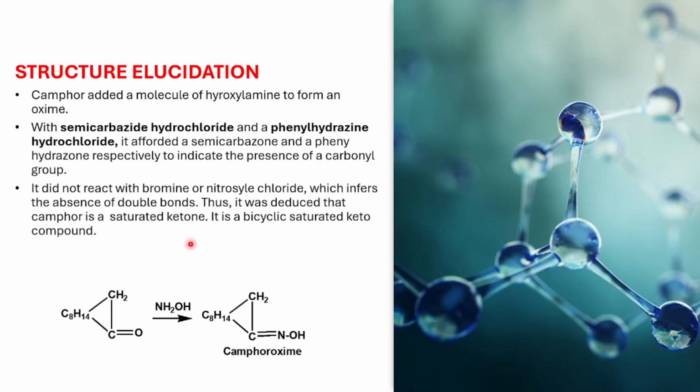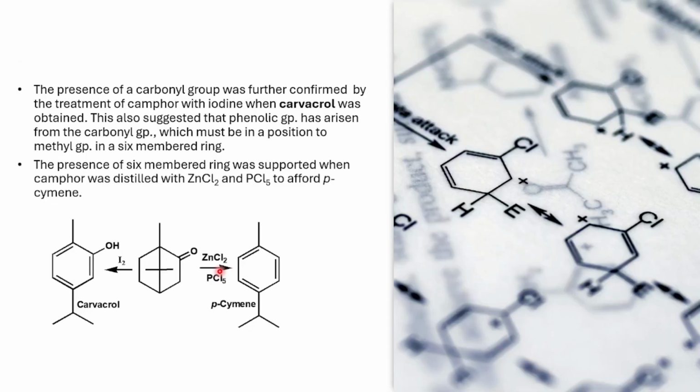It did not react with bromine or nitrosyl chloride, which infers the absence of a double bond. There is no double bond present in camphor. Thus, it was deduced that camphor is a saturated ketone. It is a bicyclic saturated ketone compound.